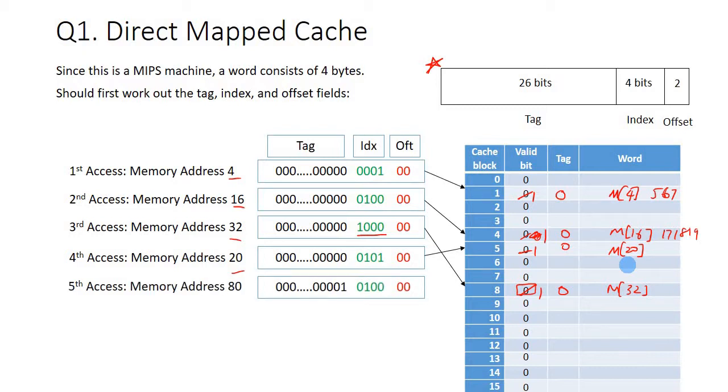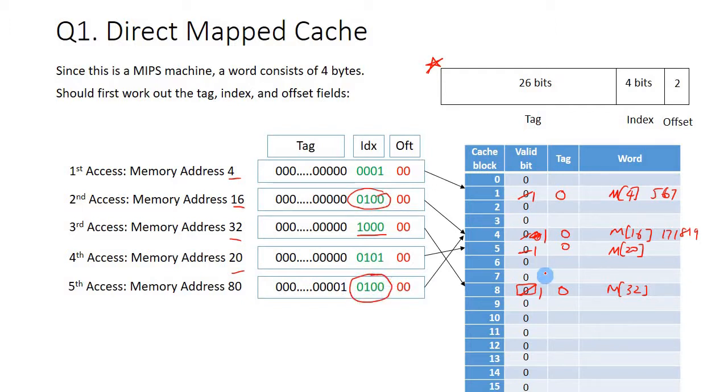Now, let's look at the fifth memory access. In this fifth memory access, we're accessing memory address 80. And what you see is it points to cache line 4. So the second access also points to cache line 4, and this access also points to cache line 4.